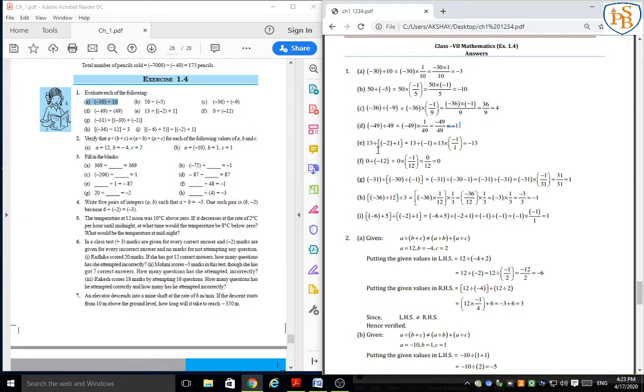E, 13 divided by, in bracket, negative 2 plus 1, bracket close. As per our BODMAS rule, we have to solve the bracket first, and in the bracket there is negative 2 plus 1. 1 and 2 carry opposite signs, so we have to subtract them. So 2 minus 1 is 1, and 1 will carry the sign of the bigger number, and the bigger number is 2, which carries a negative sign. So the answer of this bracket is negative 1.